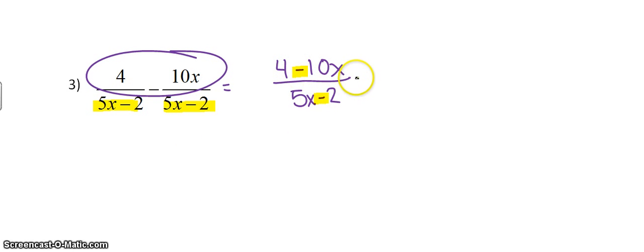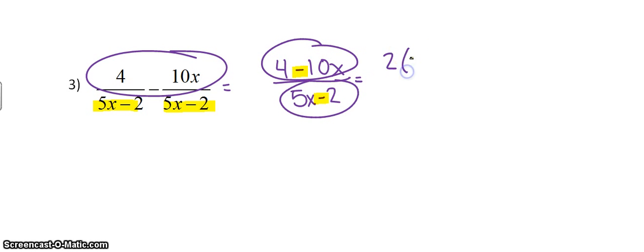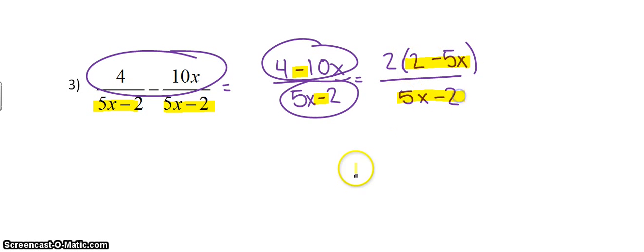So what you could do is you could try factoring out a GCF in the numerator and the denominator. So the numerator, they both have a 2 in common. So you have 2 minus 5x left over. In the denominator, you have 5x minus 2 left over. Now you may be thinking to yourself, these look pretty similar, except one has a negative 5x, one has a positive 5x. So what could we do to make these exactly the same?